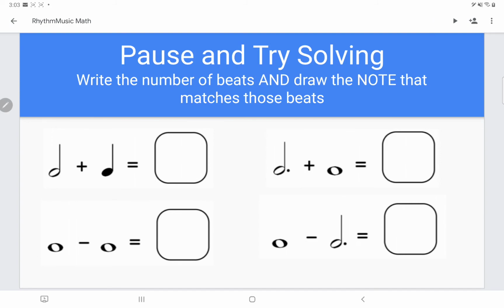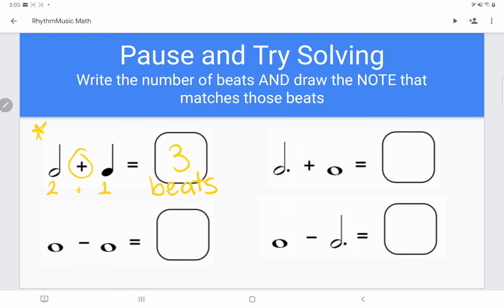All right, scholars, if you have finished solving all 4 of these equations, let's check our work together. My first equation is an addition one. I'm talking about this one right here. My first note in this equation is a half note. I know that because it's empty and it's got a stick attached. So my half note is worth 2 beats. Now I'm going to add a quarter note. My quarter note is worth 1 beat. So when I add these 2 together, I get 3 beats.